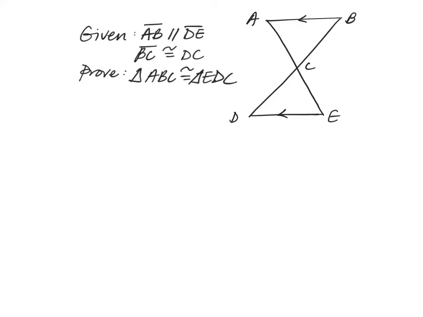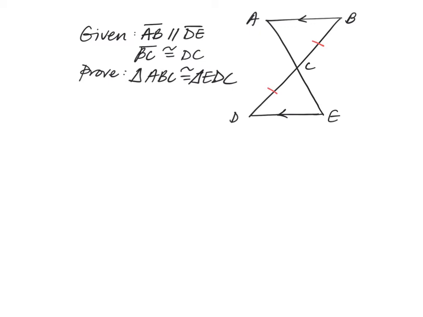In this example, we're going to look at how to utilize alternate interior angles to help find information to prove triangles congruent. So if you notice, I'm given that line AB is parallel to line DE, as is shown with the arrowheads on the figure. And I'm also given that BC is congruent to DC, so I'm going to go ahead and mark that right now.